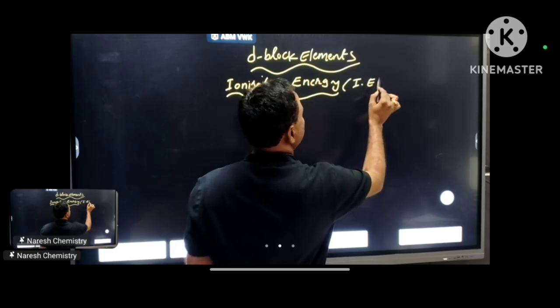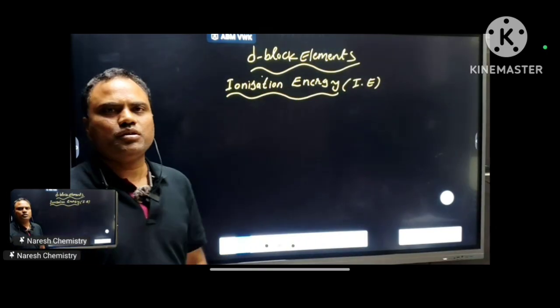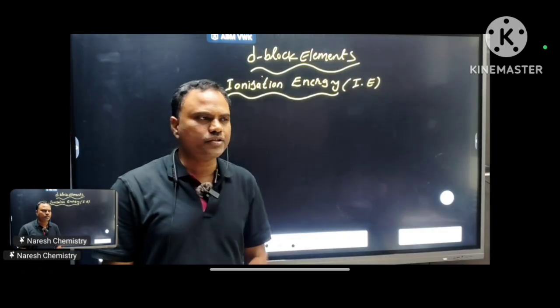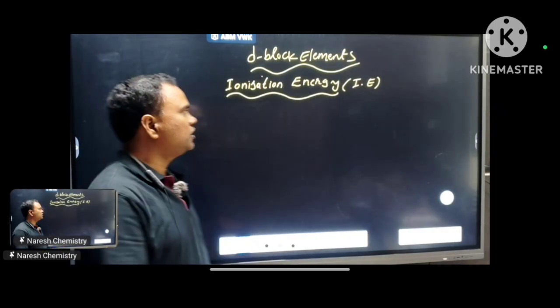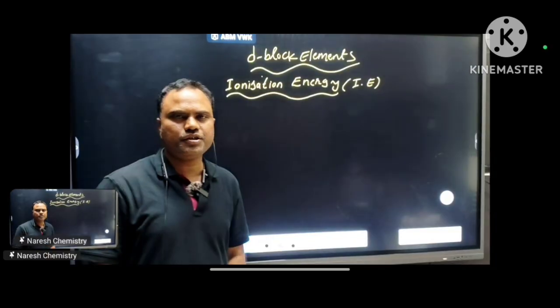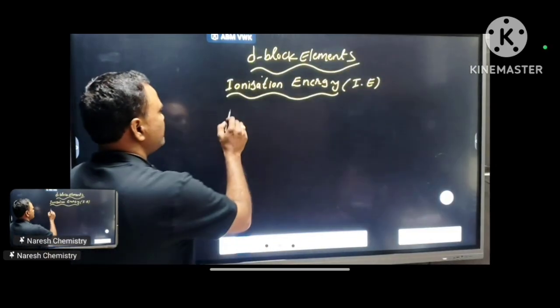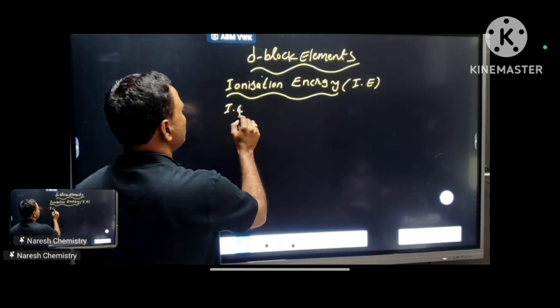It is represented as IE, ionization energy. So in the periodic table, this is a subtopic, ionization energy. I will give the definition and the factors affecting ionization energy. Then we will discuss ionization energy of D block elements. What is the definition of ionization energy?